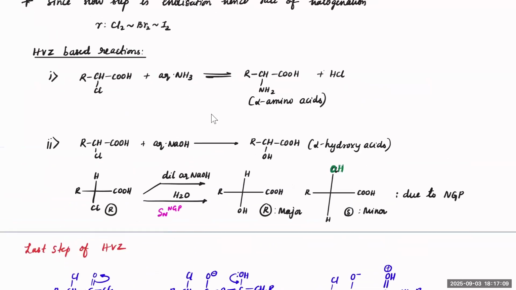Quickly go through these two HVZ reactions here. What is happening? Once you have a product already, the alpha halo product, you can react with aqueous ammonia. Chlorine is removed, ammonia will substitute. So that is going to be alpha amino acid. And alpha amino acids are the basic compounds of proteins. If you have chlorine react with NaOH instead, then this will become alpha hydroxy acid, which you call lactone.